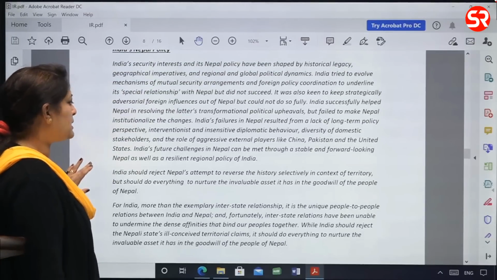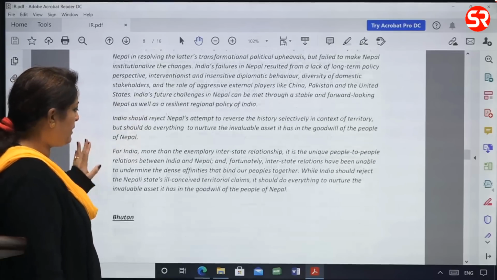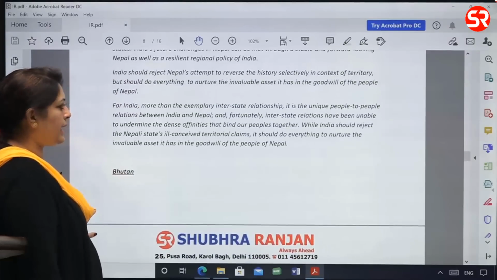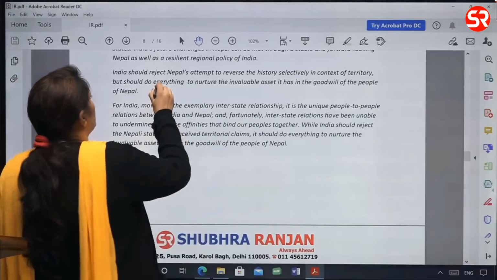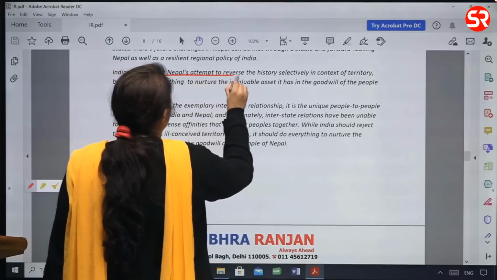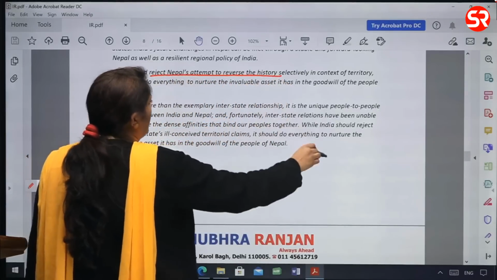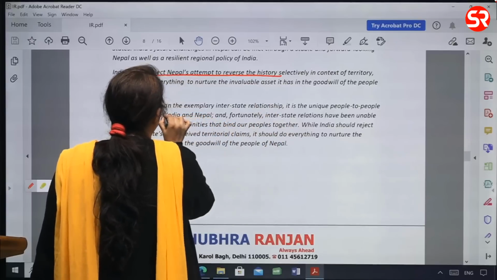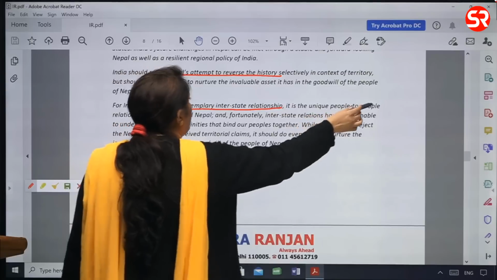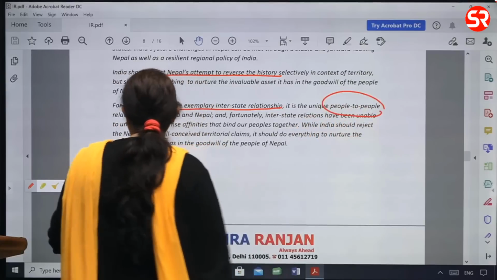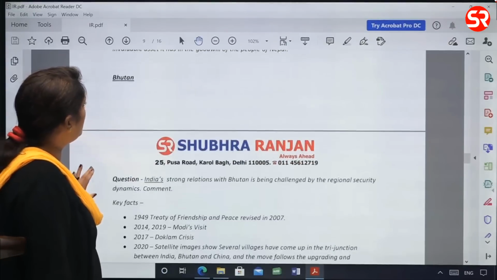Now, India's Nepal policy. I have already given the brief of that, and the thing is, India should reject the Nepalese attempt to reverse the history, and even if we do not have exemplary interstate relations, we have a unique people-to-people partnership. Now Bhutan.